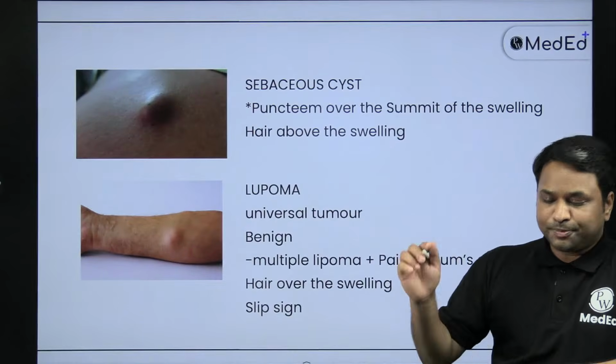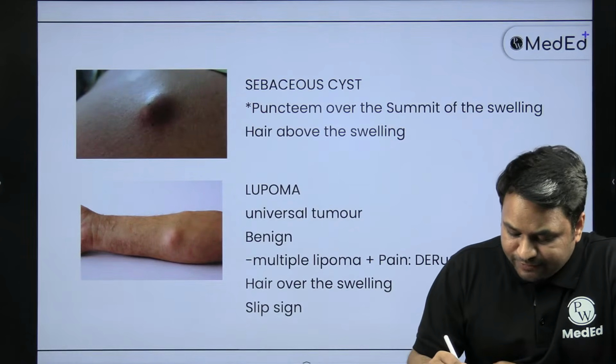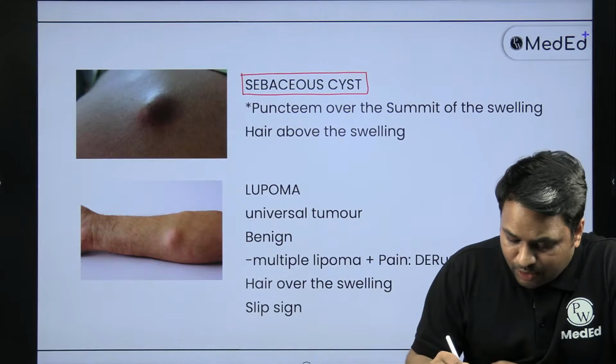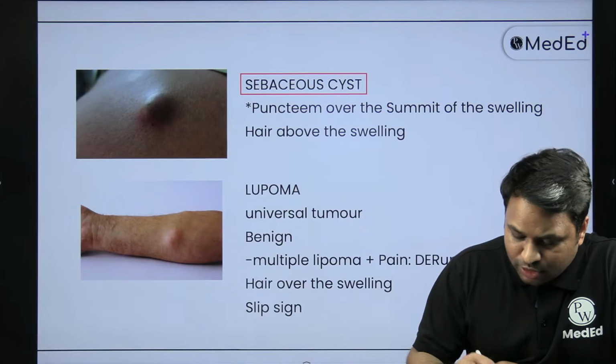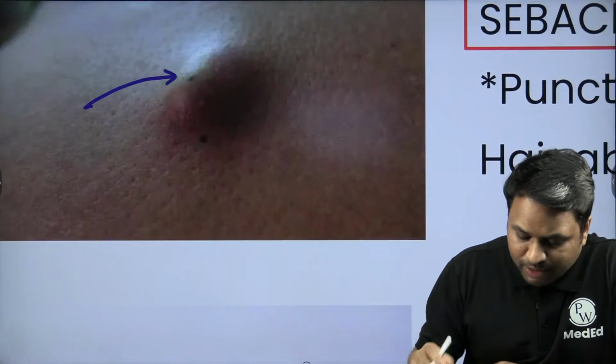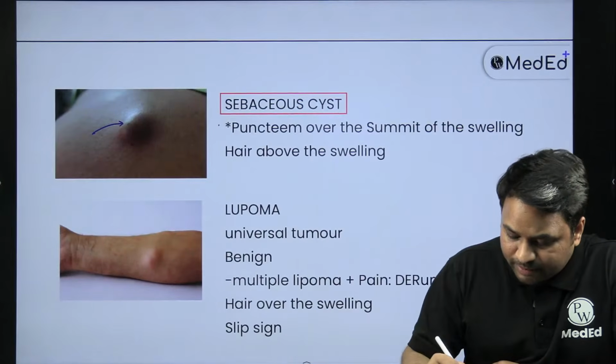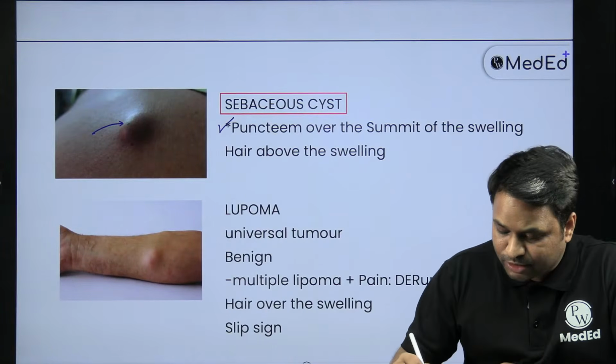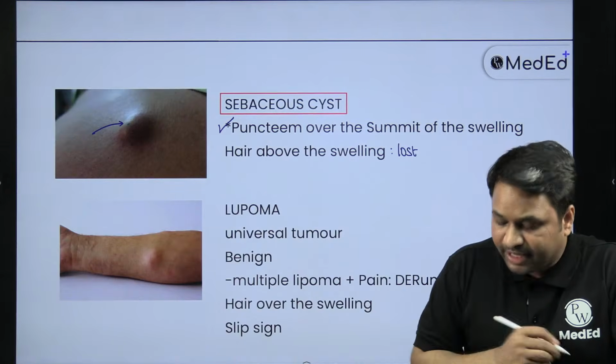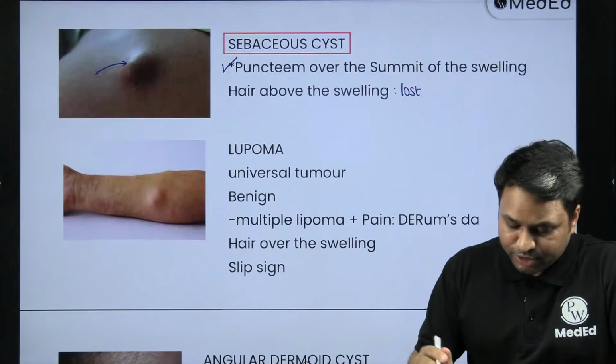Now, your spotters in terms of the swellings. The first one is your sebaceous cyst. How do you know it's a sebaceous cyst? Always look for this black dot, which is called the punctum. If the punctum over the summit of the swelling is present and the hair above the swelling is lost, it is your sebaceous cyst.